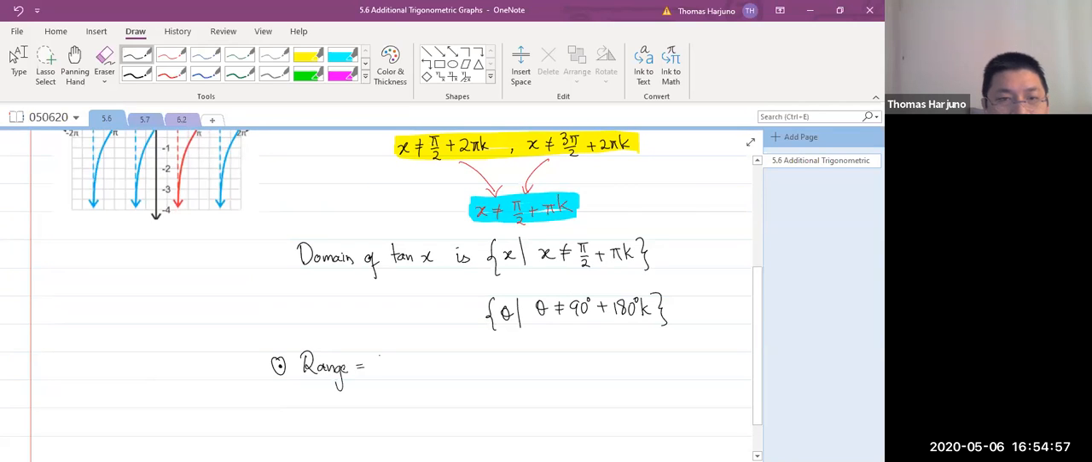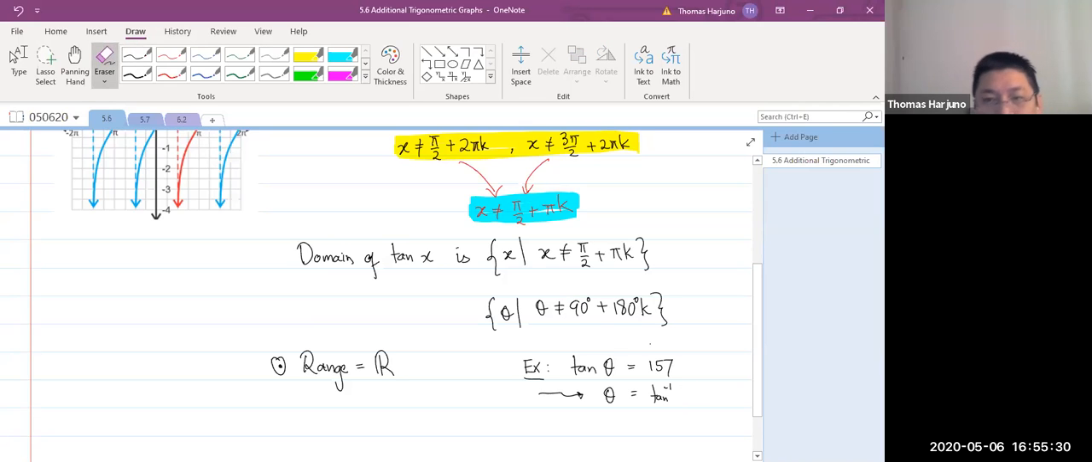The range is all real numbers. So for example, you ask me tangent theta equals to, you can give me any number you like. Let's say tangent theta equals 157. Then I can always find theta that gives us tangent theta equals 157. Okay, and I can just do it by tangent inverse, right? Tangent inverse of 157, sorry.